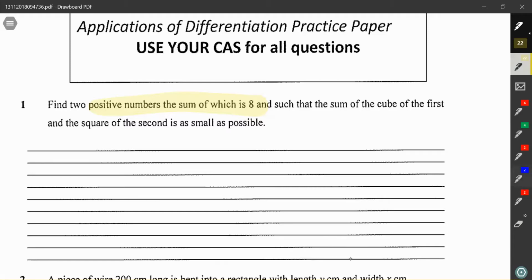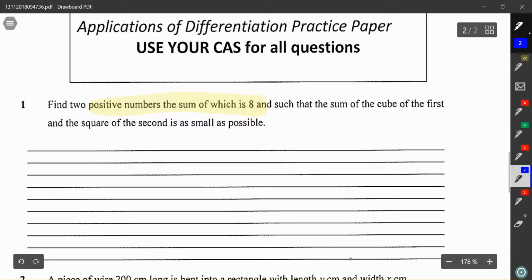So if I were to write that, I would say, let's say the first number was x, and let's say the second number was y, and sum means add. So x plus y, it says, which is 8. So that means it's equal to 8. That's my first equation. That's what I would do first.